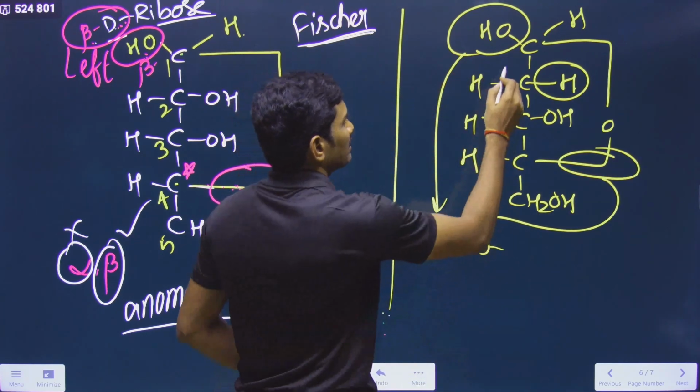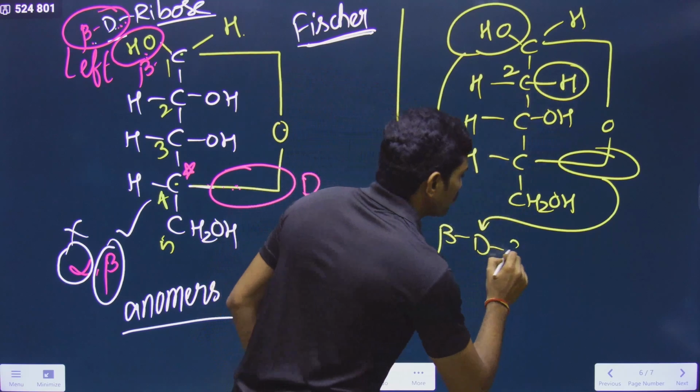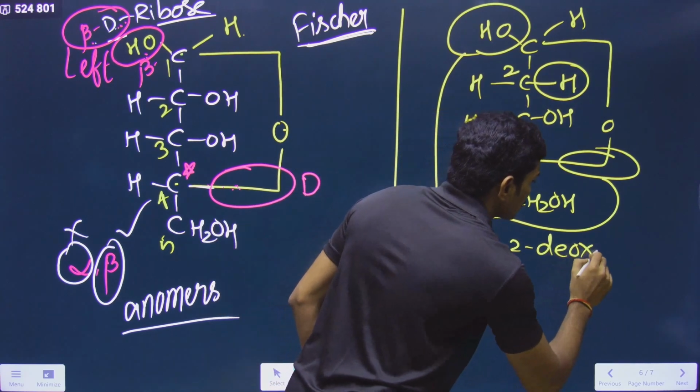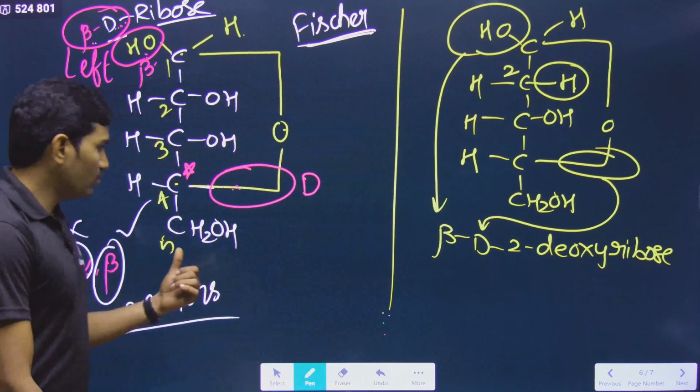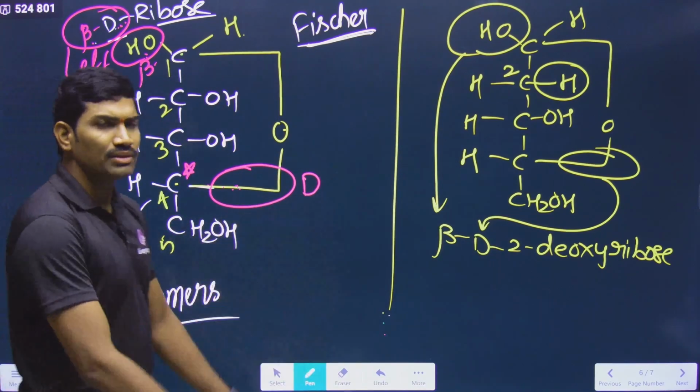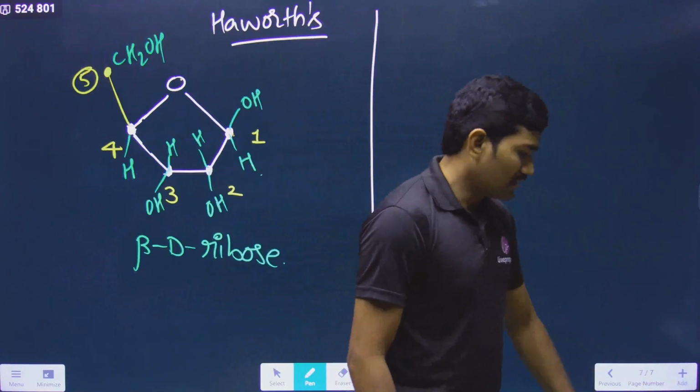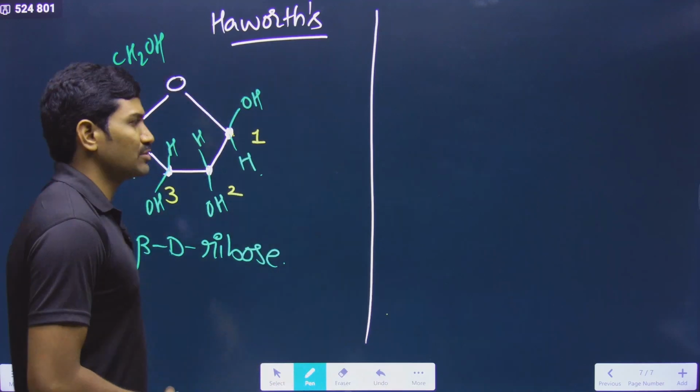And what is this one? At the second carbon, deoxy. So 2-deoxyribose. Very simple. If you know this, you can easily write that. Completely over. Very simple. So that's why try to understand the technical aspects so that it will be easier.